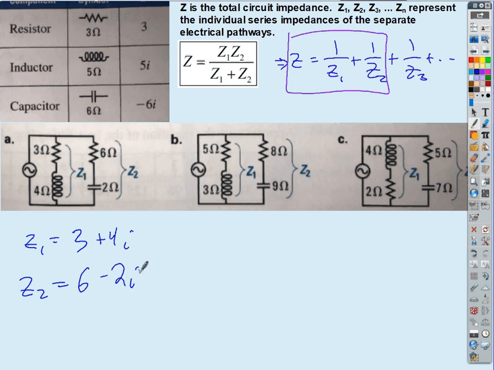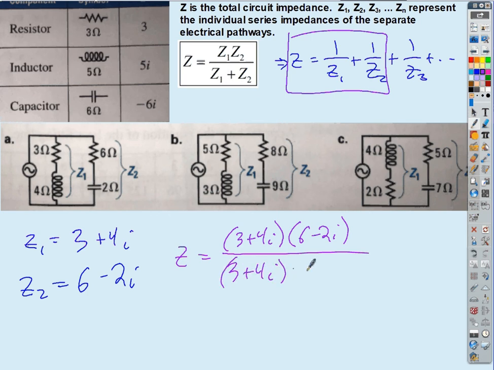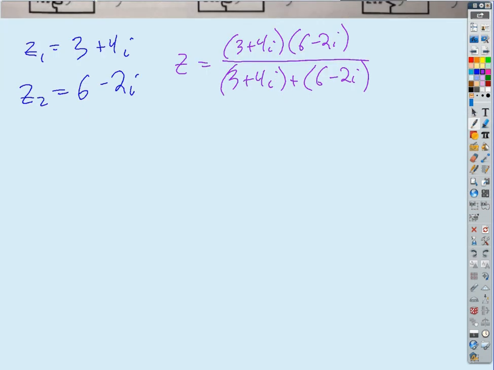Minus 2i. Okay? And so if I want to come up with the total impedance, the overall impedance for the whole circuit, then I've got to use this formula, right? So we get Z equals Z1 times Z2. Well, there's Z1, 3 plus 4i, times Z2, which is 6 minus 2i, divided by Z1 plus Z2. Okay, so let's do the math and figure it out. This is good practice using our arithmetic for complex numbers.